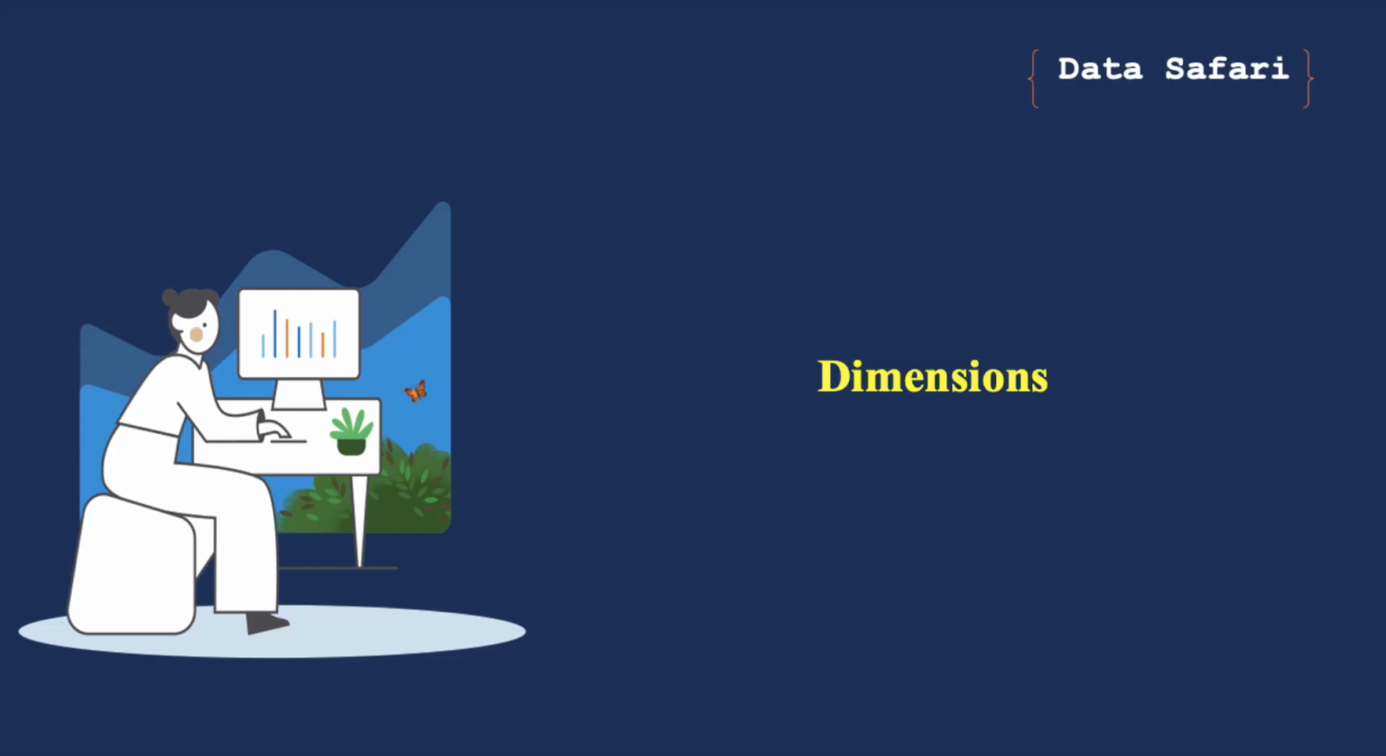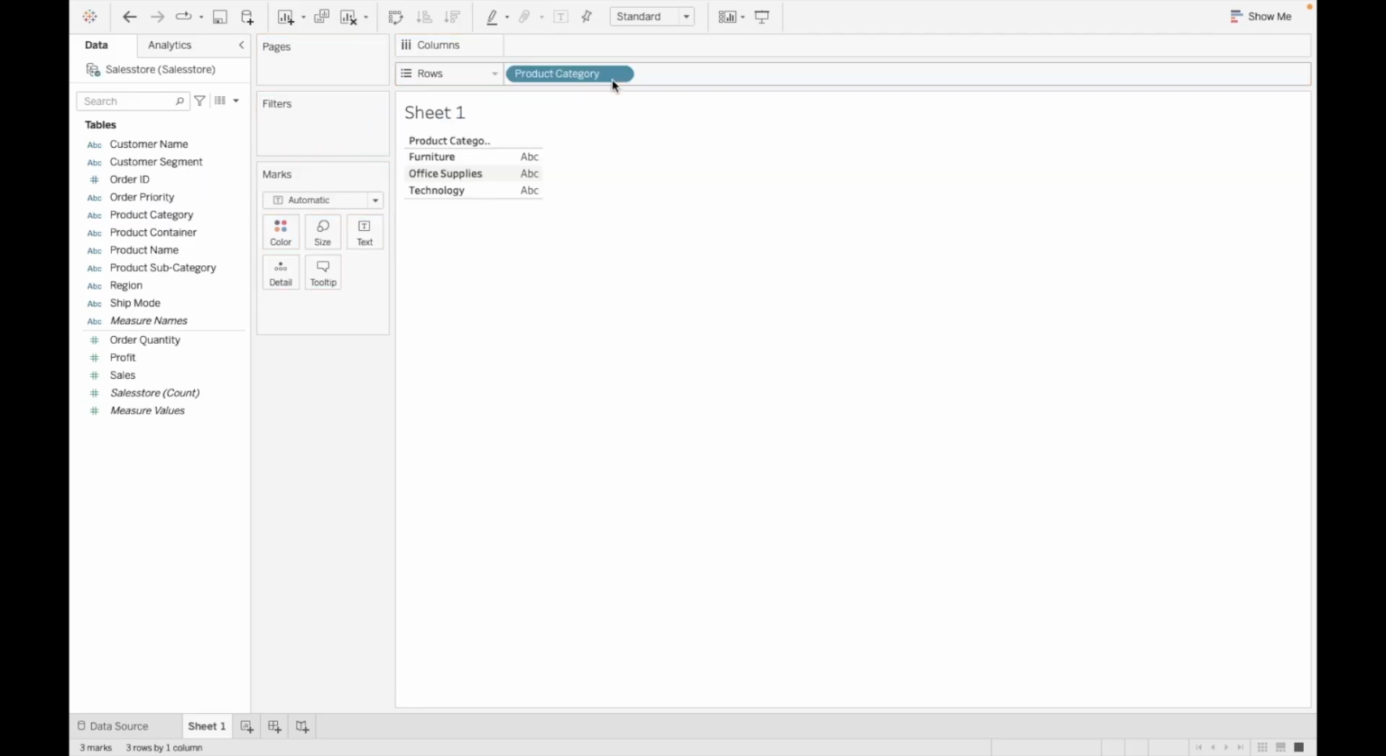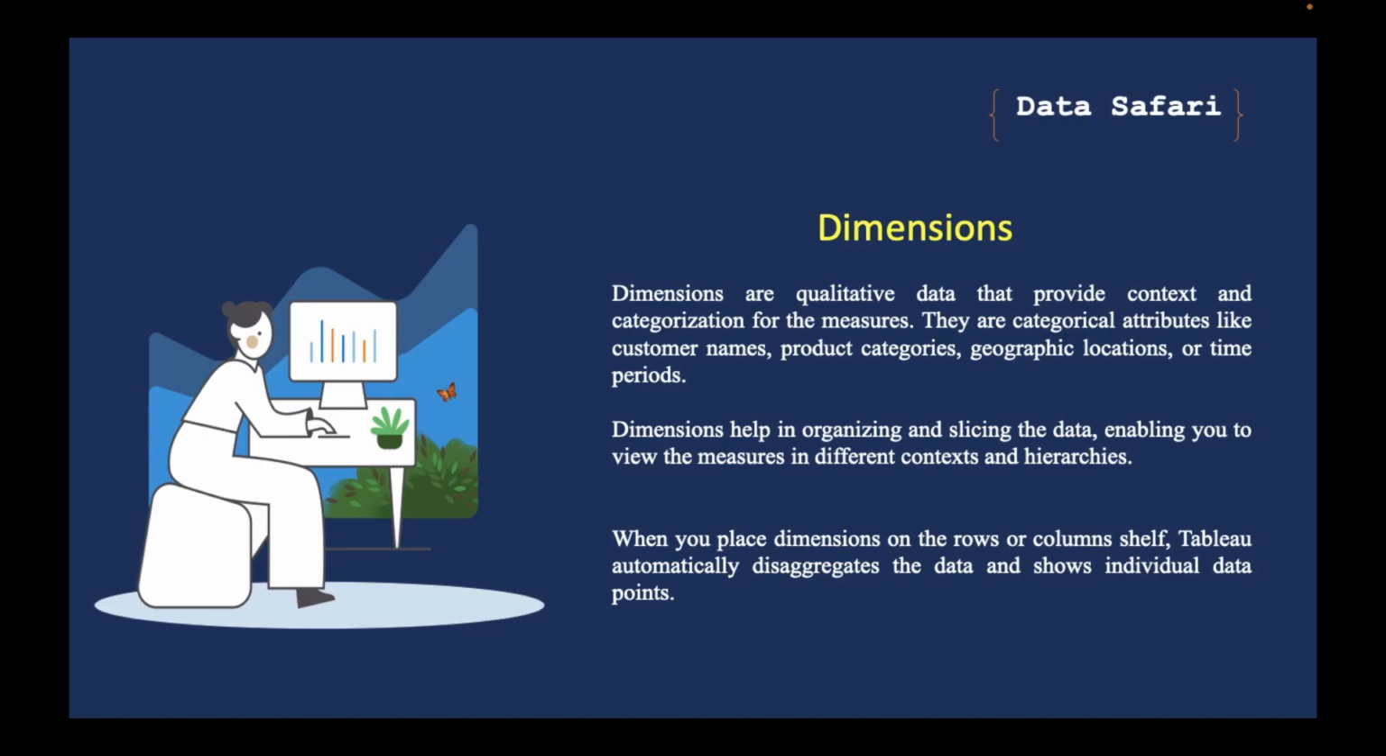Now let's move on to the dimensions, which provide context and categorization for your measures. They represent the categorical or qualitative data in your dataset. Common examples of dimensions include product category, customer name, region, date, etc. When you add a field to the column or row shelf, and it contains categorical data, Tableau automatically recognizes it as a dimension.